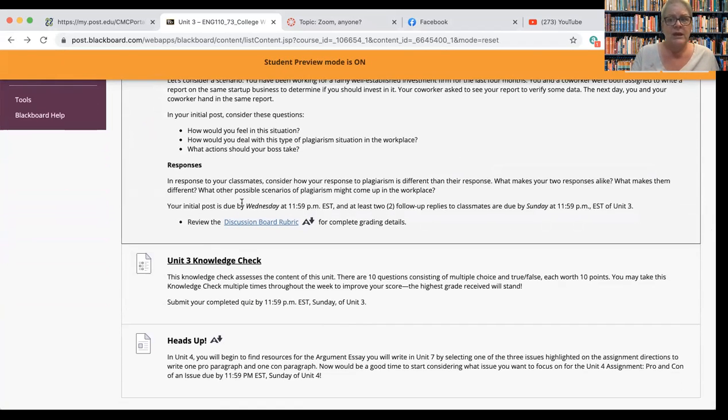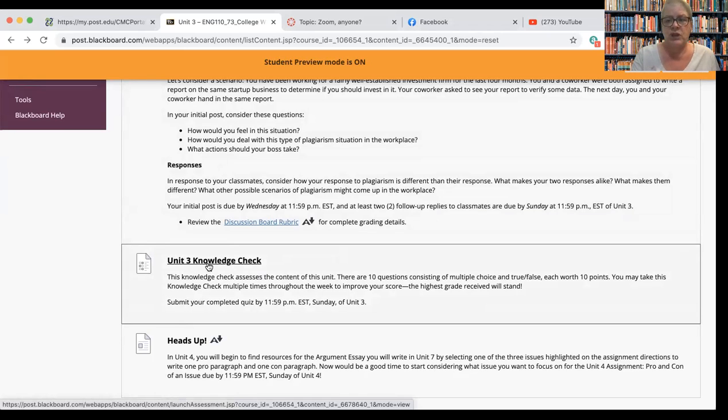And then this week, instead of a formal writing assignment, you will have your first knowledge check. Now you can retake the knowledge checks. They are not like the other assignments where you can just submit them once. You can retake them. So take your time with it. Don't hit submit until you're really done. But then if you do need to retake it, you certainly can. And it will keep your highest score.